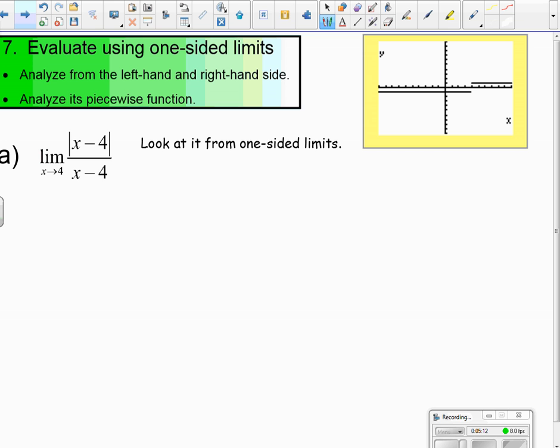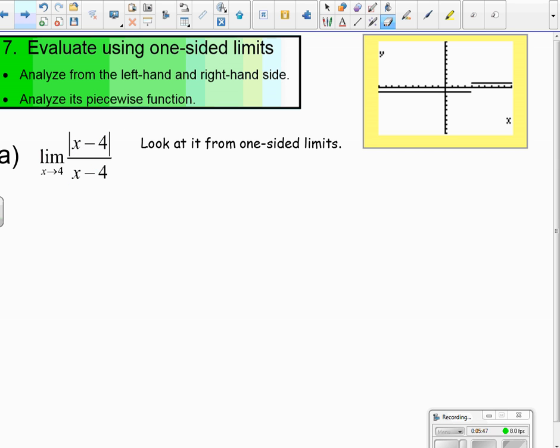Let's look at evaluating one-sided limits. We're going to analyze from the left side or the right side, probably from both sides, to help us analyze what the overall limit is at the x value. On this one, we are looking at an absolute value function, and notice that we've got the same expression on top as we do in the denominator. If I ignored my absolute value signs, I would say those would cancel, wouldn't they? And I'd get a value of 1.